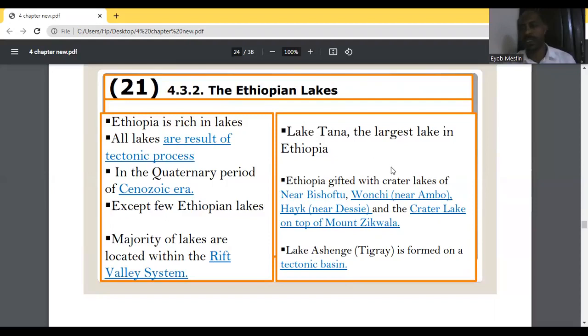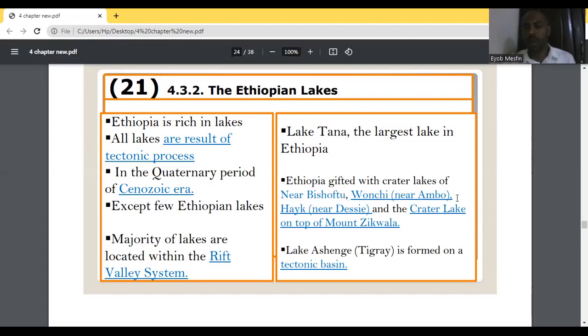This one, and the shallowest, the deepest, just don't forget those concepts. The shallowest one, the deepest one is shallow from the Rift Valley lakes. We discussed this one. So there are different crater lakes. We talked about those near the Adama area. There are those near Bishoftu, there are Babugaya, Hora, and others.